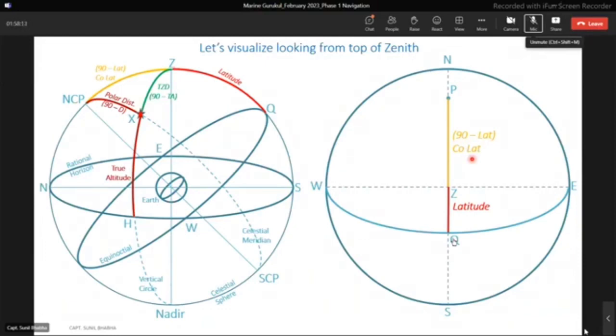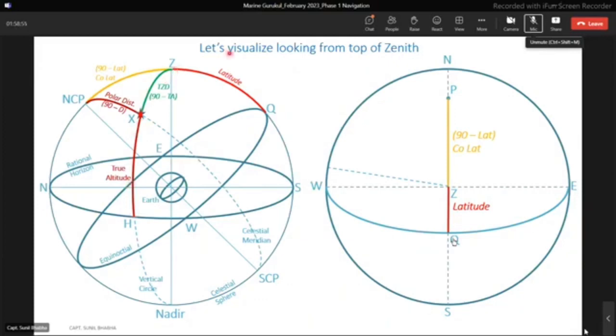Now let's take our attention to the celestial sphere diagram. From the Z point, if you draw a vertical circle passing through the body, that is star X. So from the zenith, if you draw a vertical circle passing from the body, going up to the rational horizon to point H and going up to the nadir, this is the vertical circle passing from the body. Now if you look from top, this vertical circle is also going to look like a straight line.